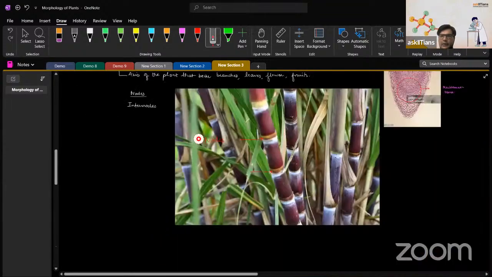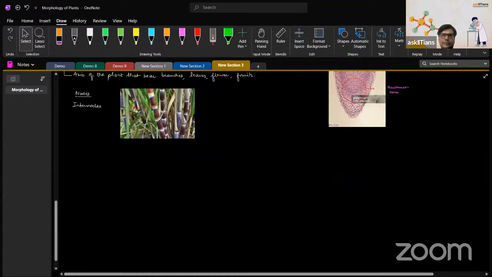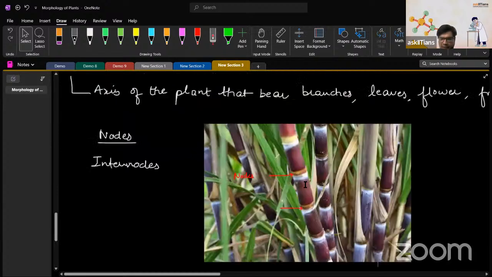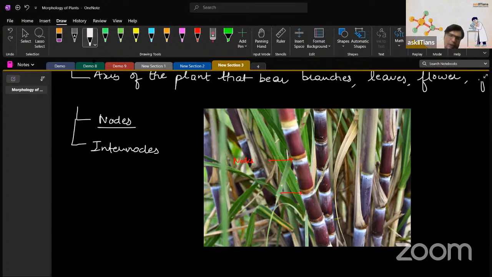First, let's make this picture smaller. We don't need the picture to be that big. Okay. So with that, we now know that the stem has nodes and internodes, right? With that, it also contains buds, right? There are two types of buds.